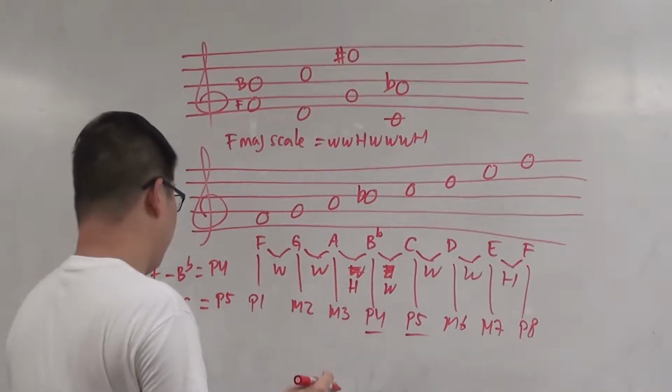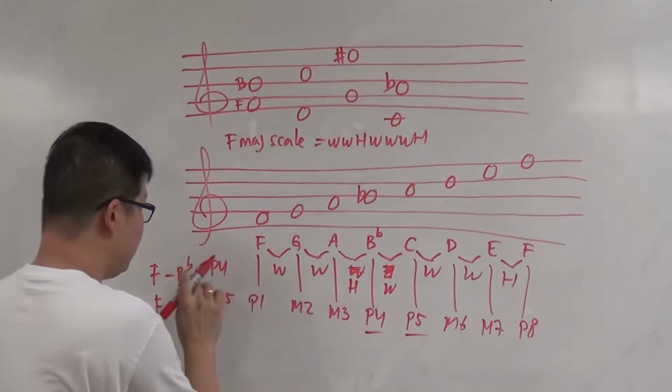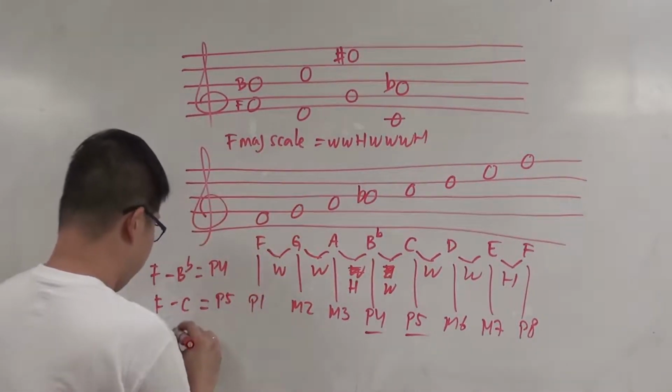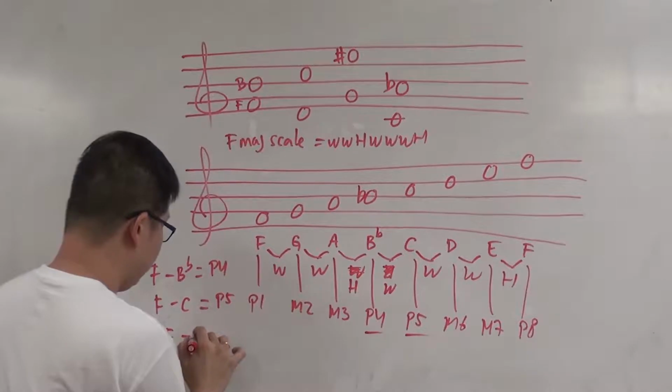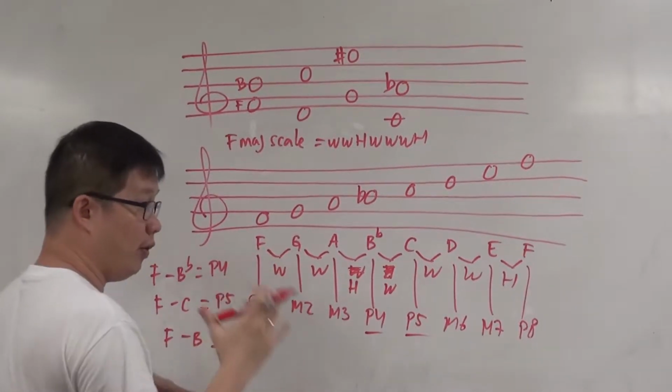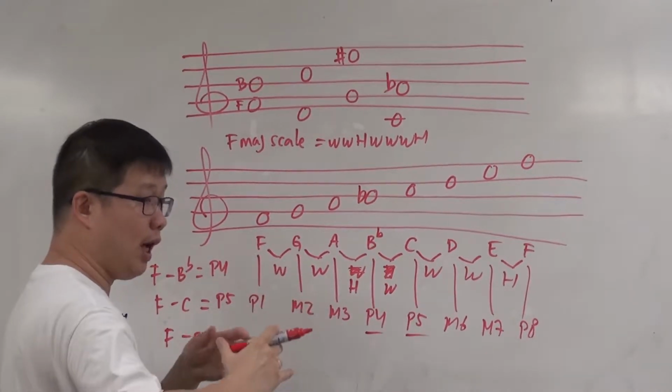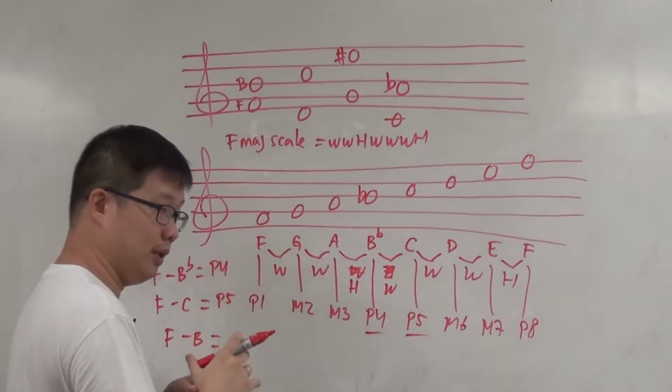If I want to use this one as the basis, F to B is a perfect fourth. From B to B flat, or from B flat to B, is it going up higher or going down lower?